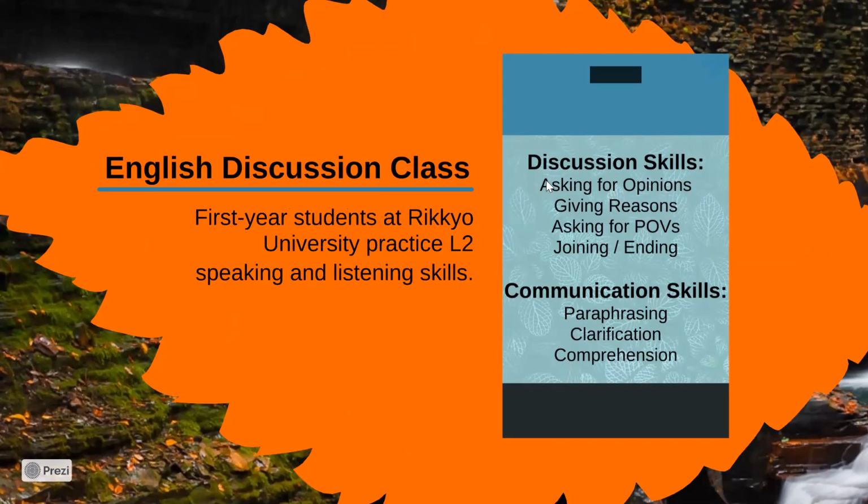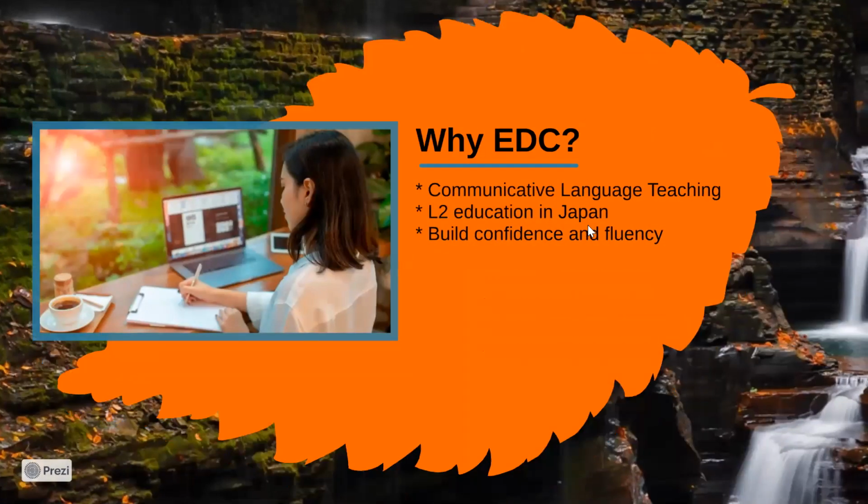For discussion skills, it helps them to discuss and talk about their ideas and opinions more deeply. And communication skills help them, if they encounter a breakdown in communication, to repair it by using paraphrasing, clarification, and comprehension checks. Discussion skills, for example, are asking and giving opinions, asking and giving reasons, skills like that. So why do we have EDC?